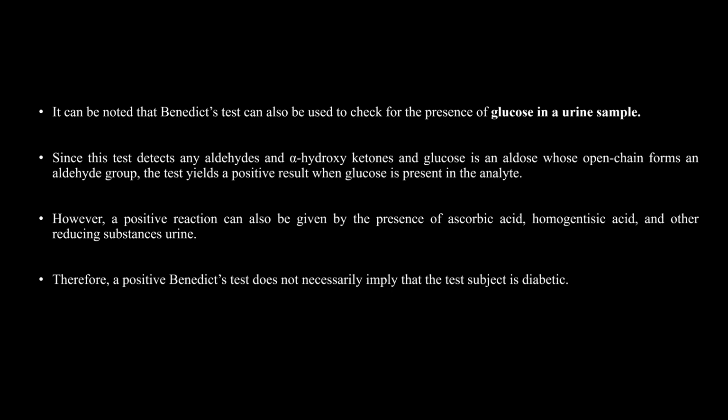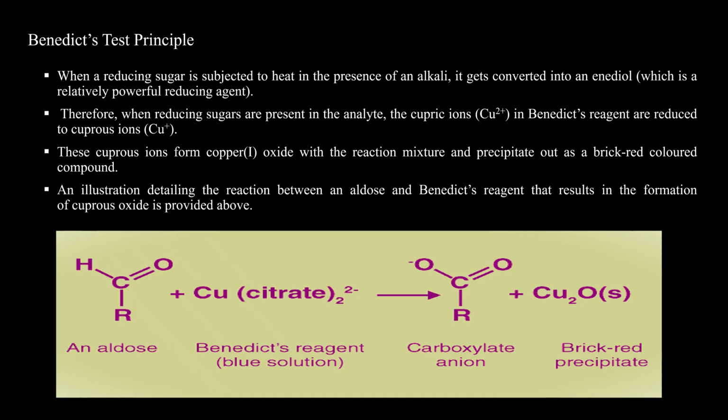The aldehyde of glucose, an aldose, opens the chain, and the aldehyde group reacts, resulting in a color change that indicates glucose presence in the sample. The presence of aspartic acid, homogentisic acid and other reducing substances in urine can also react. Therefore, a positive Benedict's test does not necessarily imply that the patient is diabetic. Benedict's test implies a reducing sugar is present in the sample, in the alkaline medium it converts into the enediol form, a powerful reducing sugar.